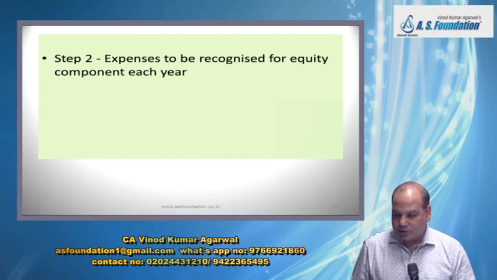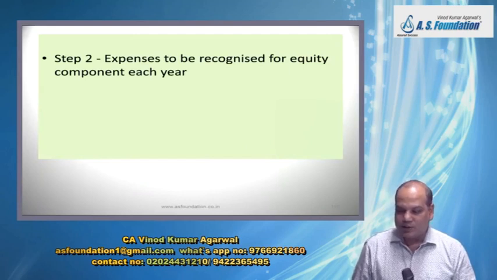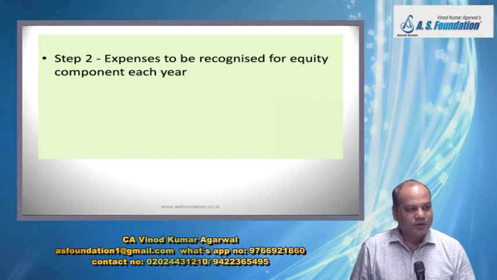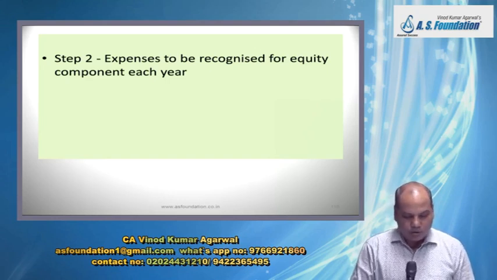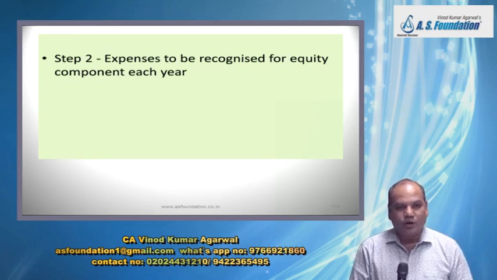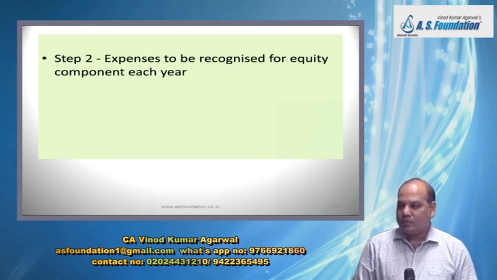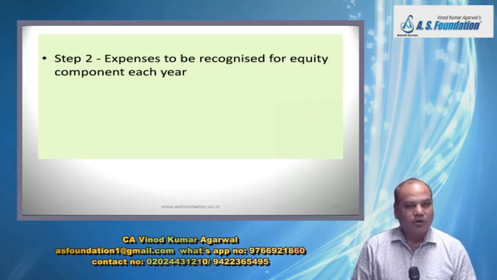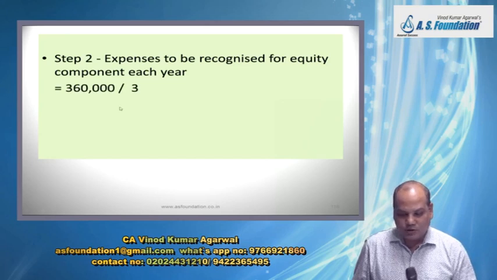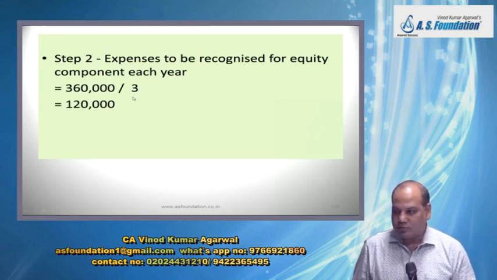Now my question is, how much equity component expense will be recognized in each year? Divide by 3. So write down step 2. Step 2 will be expense to be recognized for equity component each year. Take the equity component figure 3,60,000 upon 3 is equal to 1,20,000.